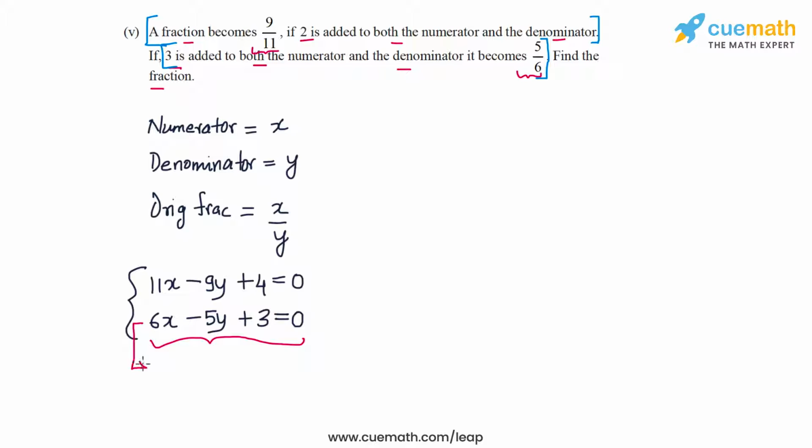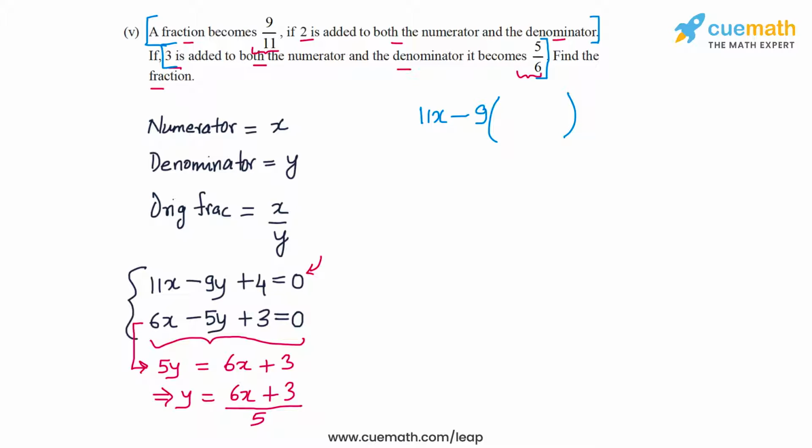So from the second equation I have 5y is equal to 6x plus 3, or y is equal to (6x plus 3) by 5. So this value of y, I will now substitute into the first equation. Let's see what we get. So we have 11x minus 9y, but instead of y, let me write (6x plus 3) by 5, and then we have plus 4 is equal to 0.